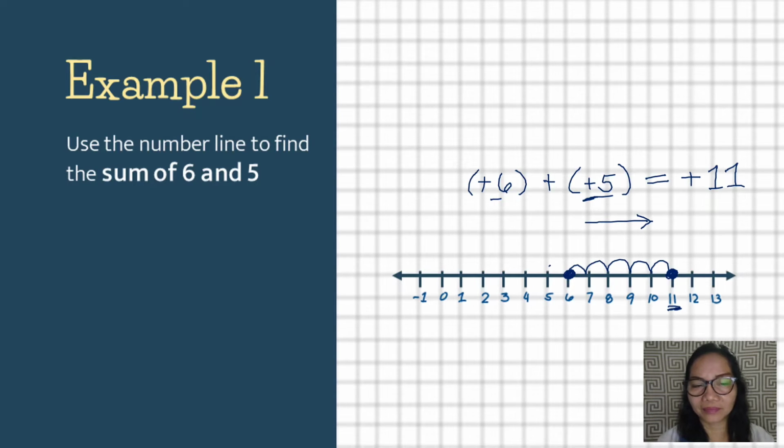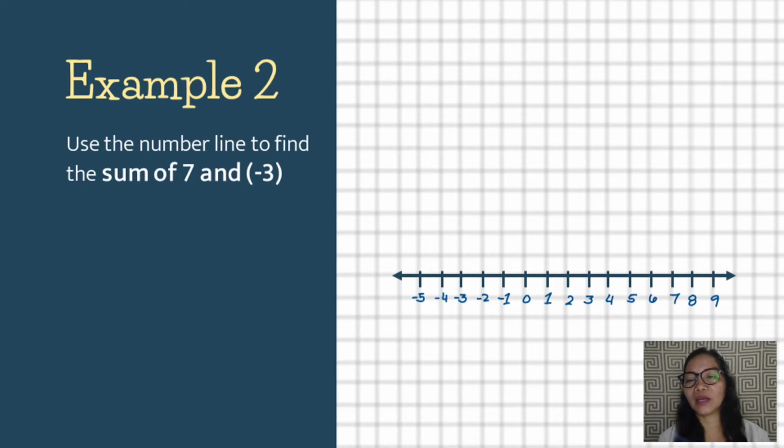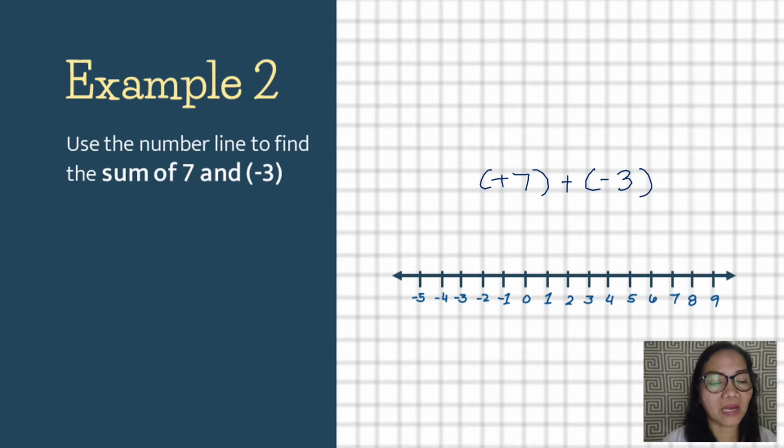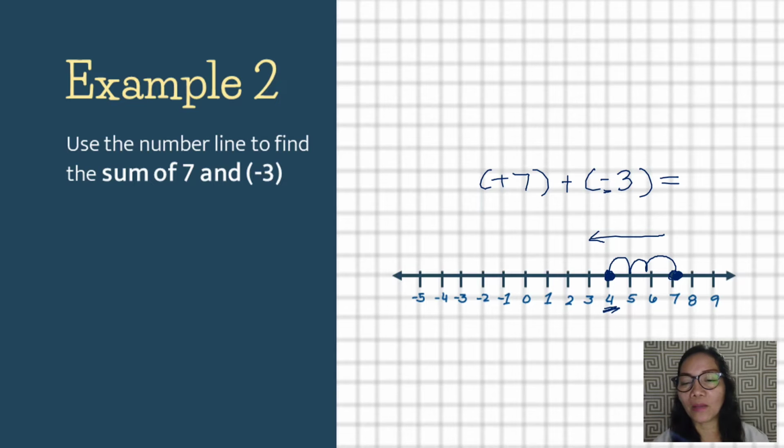Do you understand? Okay, let us proceed to number 2. Again, use the number line to find the sum of positive 7 and negative 3. We start with positive 7. Since 3 is negative, we move 3 units to the left: 1, 2, 3. It stops at positive 4. Therefore, positive 7 plus negative 3 is positive 4.